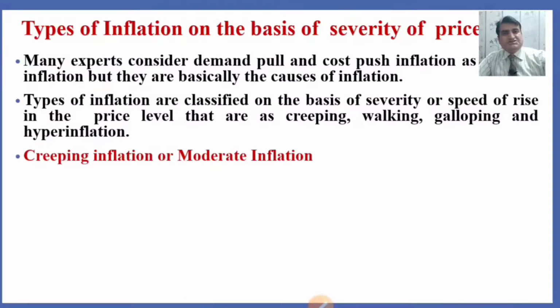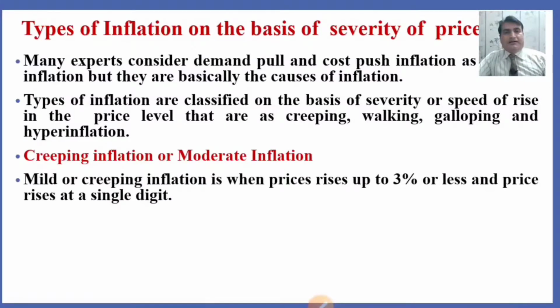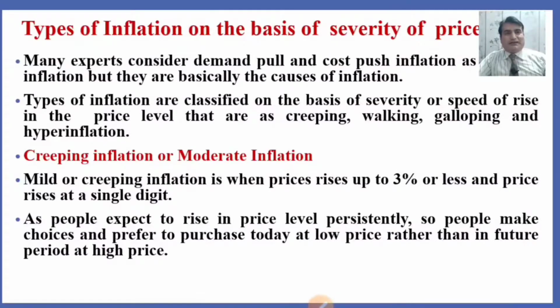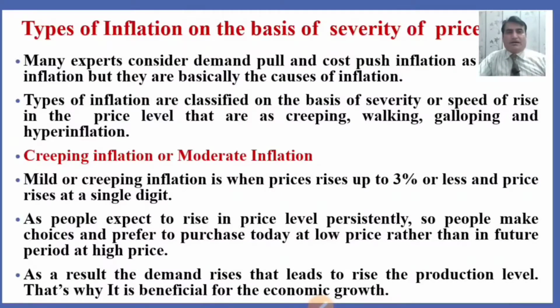What is creeping inflation or moderate inflation? Mild or creeping inflation is when price rises up to 3% or less, at a single digit. If price rises at a single digit and it is not more than 3%, it means this is creeping inflation. As people expect a persistent rise in price level, they prefer to purchase today at a low price rather than in a future period at a high price. As a result, the demand rises. That leads to a rise in the production level. That's why it is beneficial for economic growth.